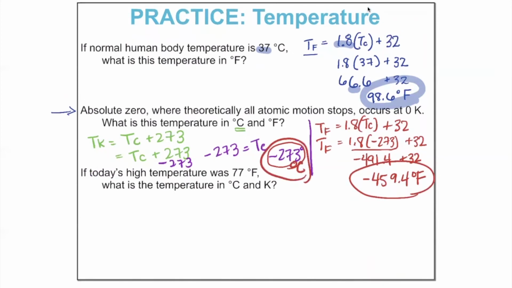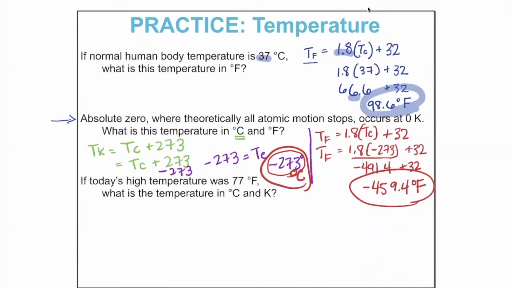So on the third problem, we're given Fahrenheit and we need to go to Celsius and we need to go to Kelvin. The equation that we use to get from Fahrenheit to Celsius is temperature Celsius equals temperature Fahrenheit minus 32. So we're going to do that subtraction first, right? Because that's in the parentheses. And then we're going to divide that answer by 1.8. And then we'll do Kelvin separately. So our temperature Celsius is what we're figuring out, and our temperature Fahrenheit is 77.